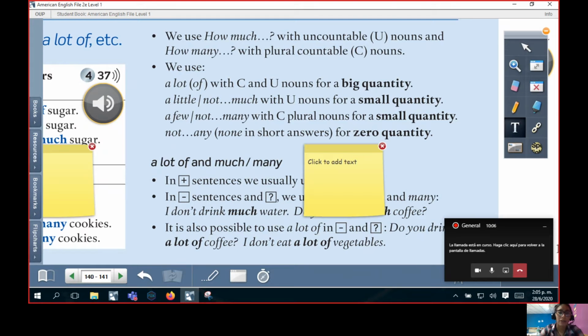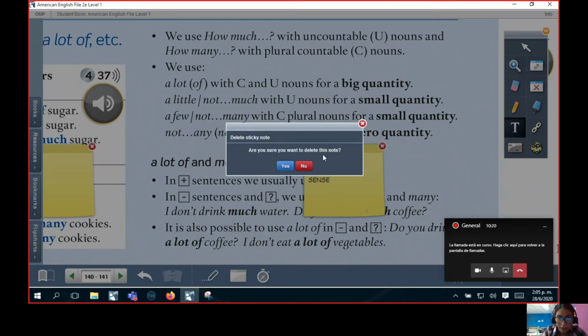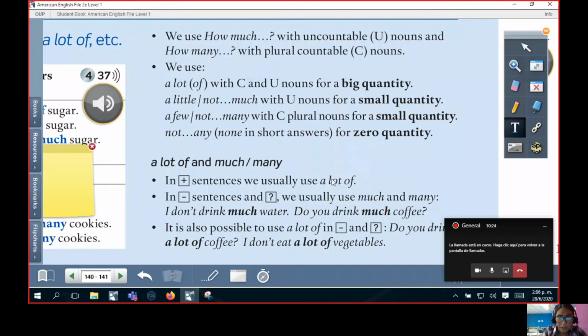I'm going to write down here, too much has a negative sense. For that reason, guys, keep in mind that something less is better.